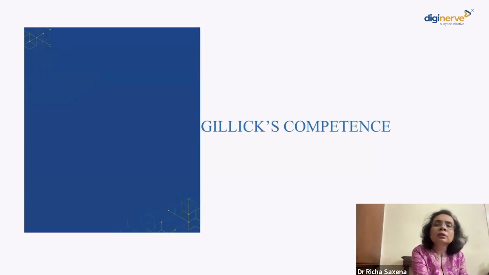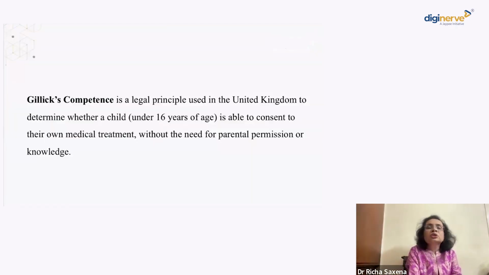So the next high-yield topic which I will be taking today is Gillick competence. The reason for taking this is that it is specific to the UK scenario. And what does Gillick competence basically stand for? This is basically a legal principle which is used in the UK to determine whether a child who is under the age of 16 years is able to consent to their own medical treatment without the need of parental permission or knowledge. So what is the legal age where the child is considered to be an adult?